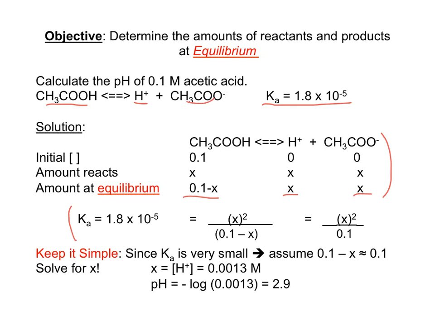To simplify our calculation, we can assume this 0.1 minus x is approximately equal to 0.1 since Ka is very small. Solving for x gives us our H+ concentration, and then plugging into our pH formula gives us a pH of 2.9.